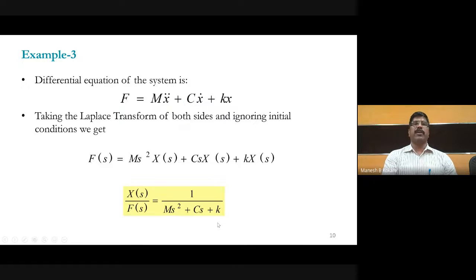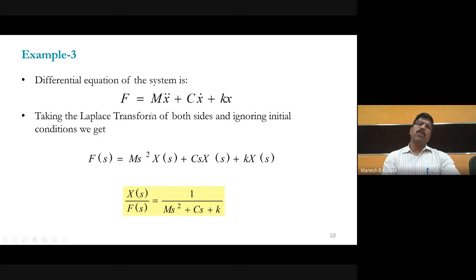So we can write it like this: F is equal to the differential equation of the above system. F is equal to m, the mass element, into the acceleration, so x double dot, and then the dashpot element, coefficient c into velocity, that is x dot, plus k, the spring constant, multiplied by displacement x.